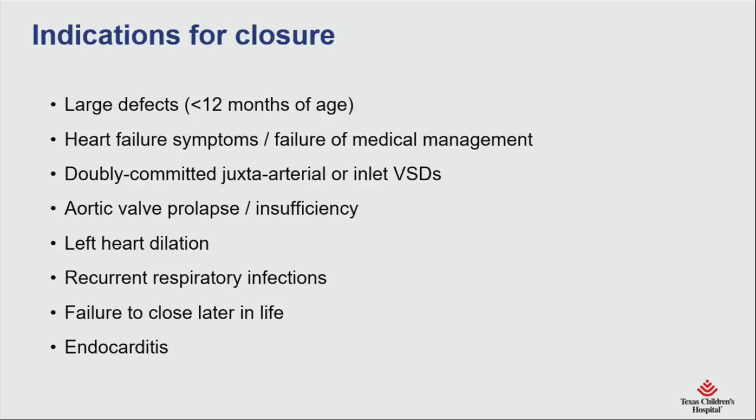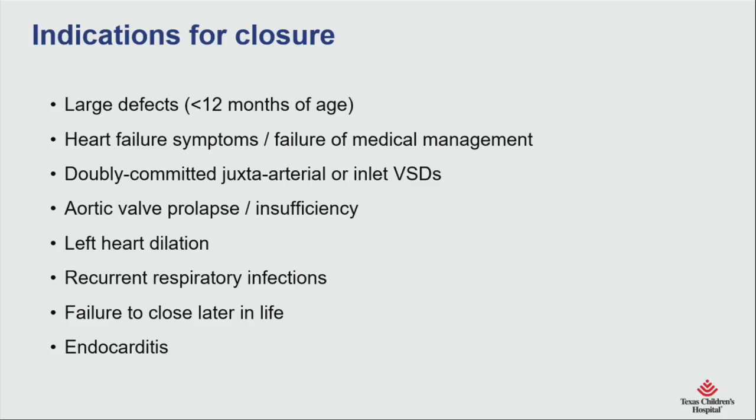So what are the indications for closure of a VSD in general? A large defect that's not going to close; there's no reason to watch it for longer than infancy. Obviously, heart failure symptoms or failure of medical management. As we talked about, doubly committed juxtaarterial VSDs or inlet VSDs won't close. If you have aortic valve prolapse or insufficiency, to prevent progression of disease. Left heart dilation is a little controversial, but what it will tell you is that the degree of left to right shunting is significant, so it's usually a corollary of a big defect. And obviously other things like recurrent respiratory infections, failure to close later in life.